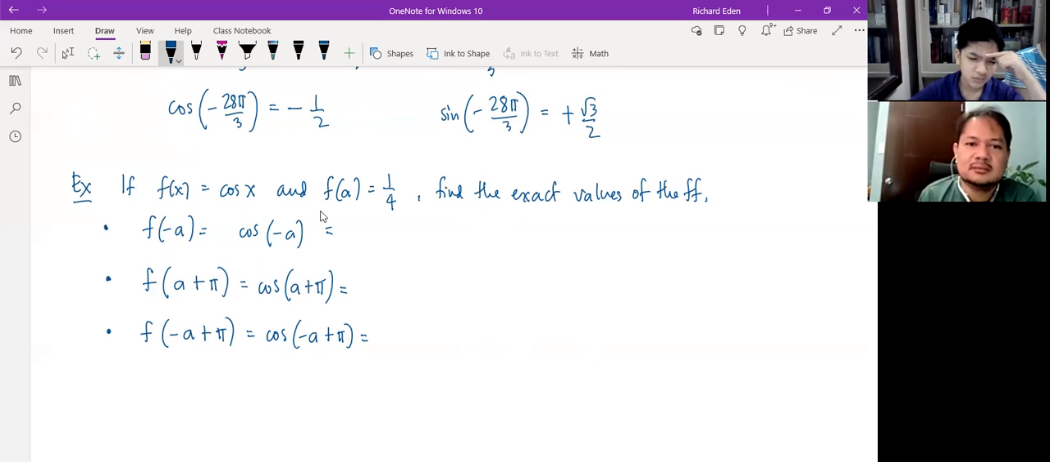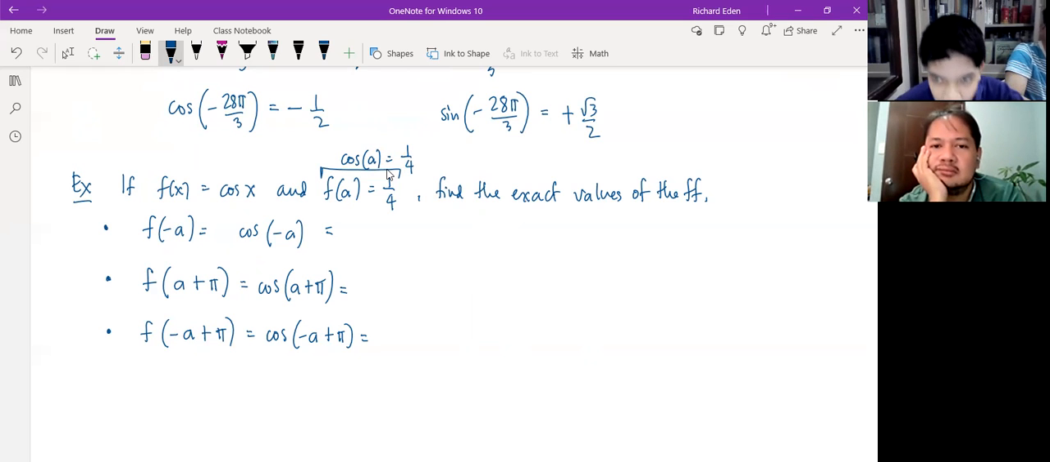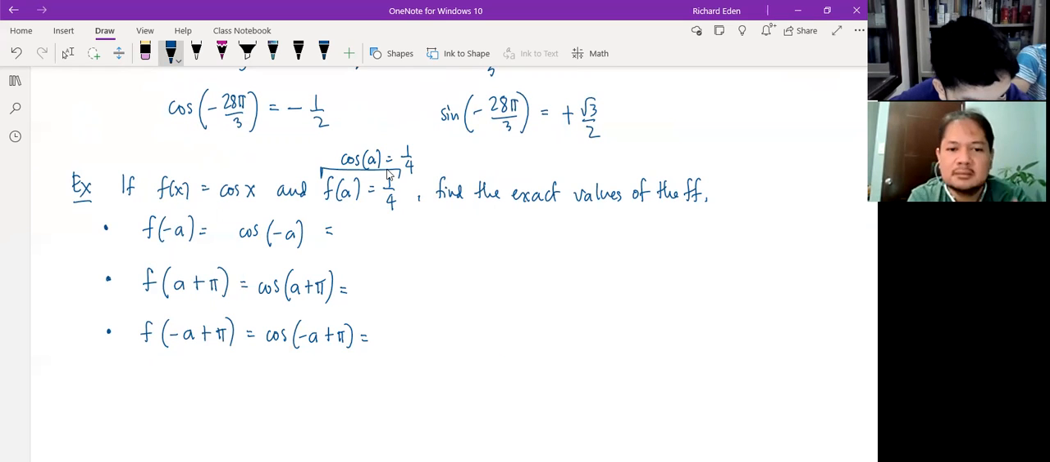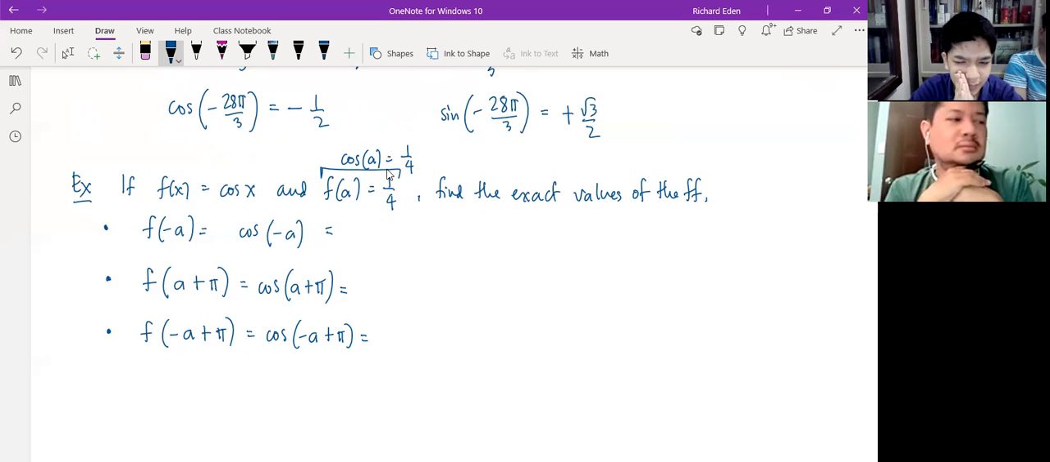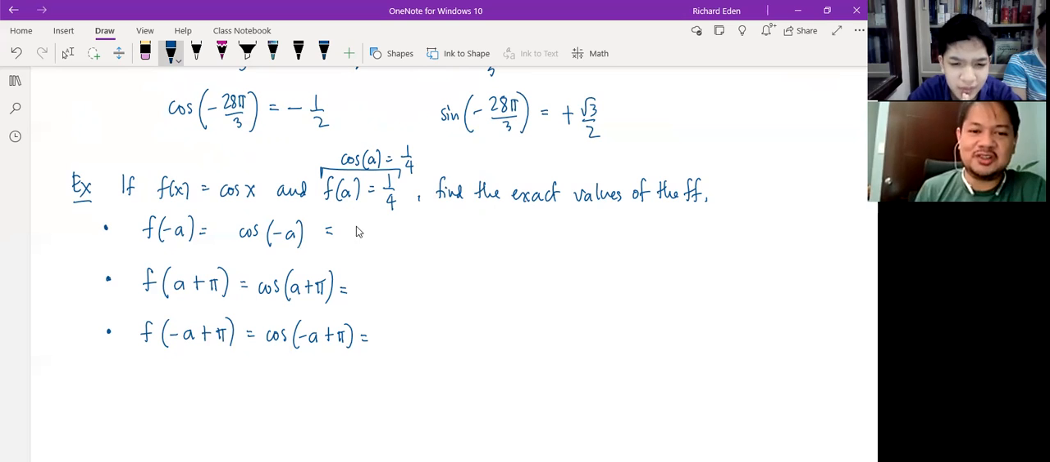Cosine is positive, so x is positive, it's either in the third or fourth quadrant, but it is going counterclockwise. So if I do the negative, it can be either in the first or fourth quadrant. Doesn't matter. Still 1/4. So what's your answer for the first? It's still 1/4. Alright.